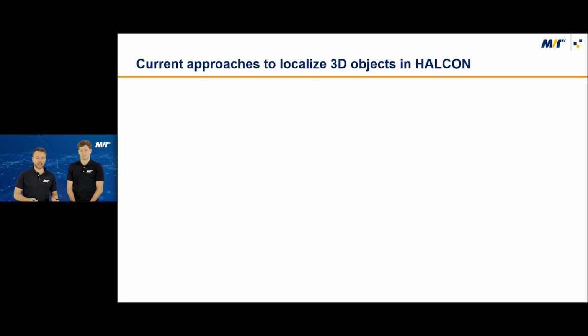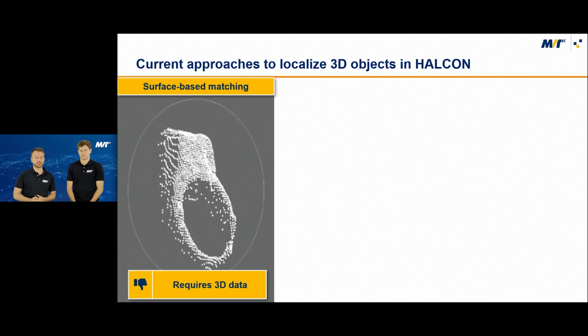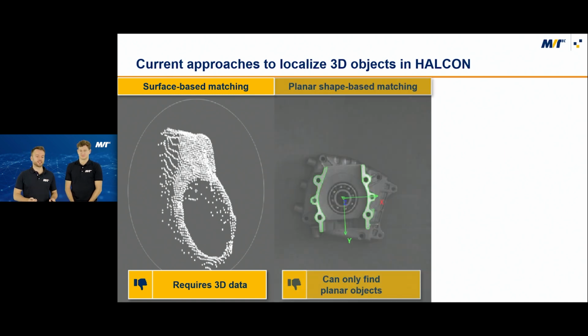So we already have in our library, for example, the surface-based matching. Surface-based matching is really precise, but it requires 3D data. And 3D data could be expensive because you need a 3D sensor instead of 2D cameras. And then you think, okay, then I will use 2D cameras. And also here we have two technologies that you could already use.